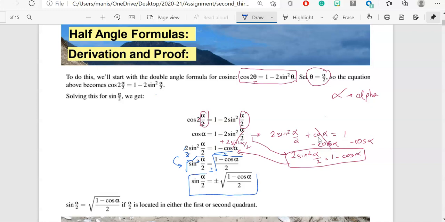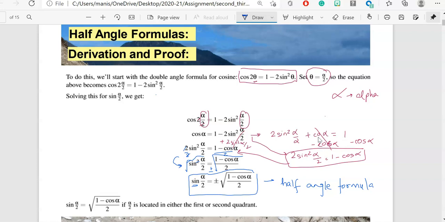So what we ended up with is the formula. This is your half angle formula for sine. Sine alpha over 2, where alpha over 2 is the angle. Alpha is the angle, and divided by 2 it became a half angle, is equal to plus minus radical of 1 minus cosine alpha over 2.